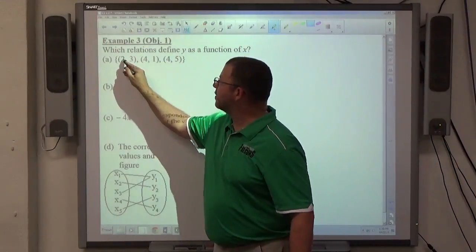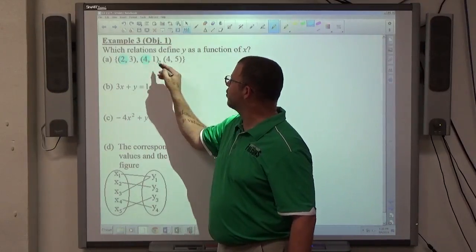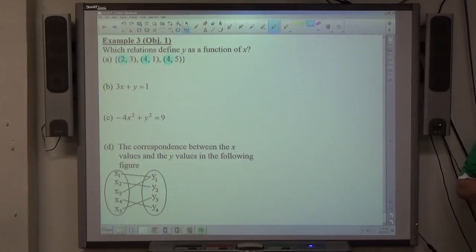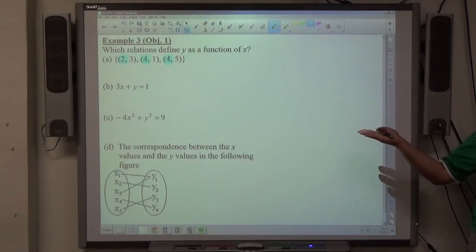I do is I look at all my x's. So my first number in each ordered pair represents x. If they're all different, the answer is yes. As you can see, the ones I've got highlighted there, 2, 4, and 4, 4's are the same, so we can't immediately say yes on this one.